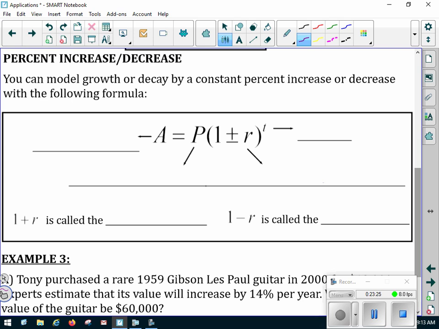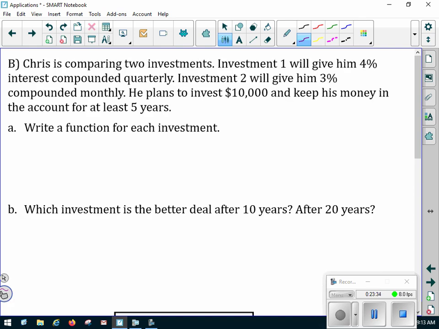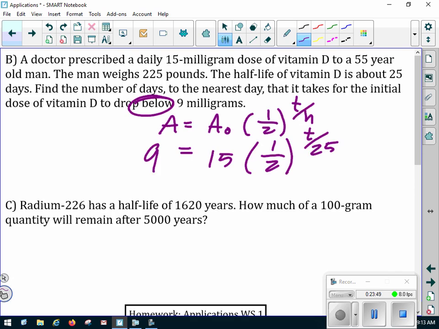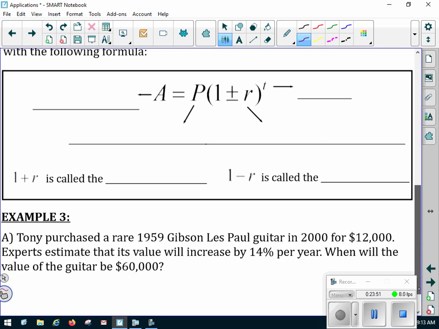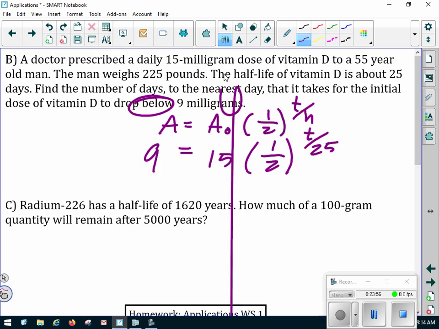You can model growth or decay by a constant percent increase or decrease with this formula. Now, here's what I want you to know. First of all, I have to get back to it. Let's just say that Manny's truck depreciates by 5% a year. If his truck depreciates by 5% a year, then we would use the formula.